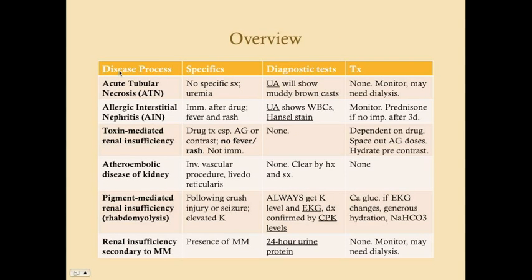So acute tubular necrosis, you're not going to have any specific symptoms. You're just going to simply have uremic symptoms. We're going to diagnose this with a urinalysis, which will show muddy brown casts. Our treatment is going to be nothing. We're going to have to monitor these patients, and they may need dialysis. Allergic interstitial nephritis will be immediately after a drug, and these patients will have fever and a rash. Diagnostic tests will be urinalysis, which shows white blood cells, but we don't know what kind of white blood cells those are, so we're going to want to get a Hansel stain.